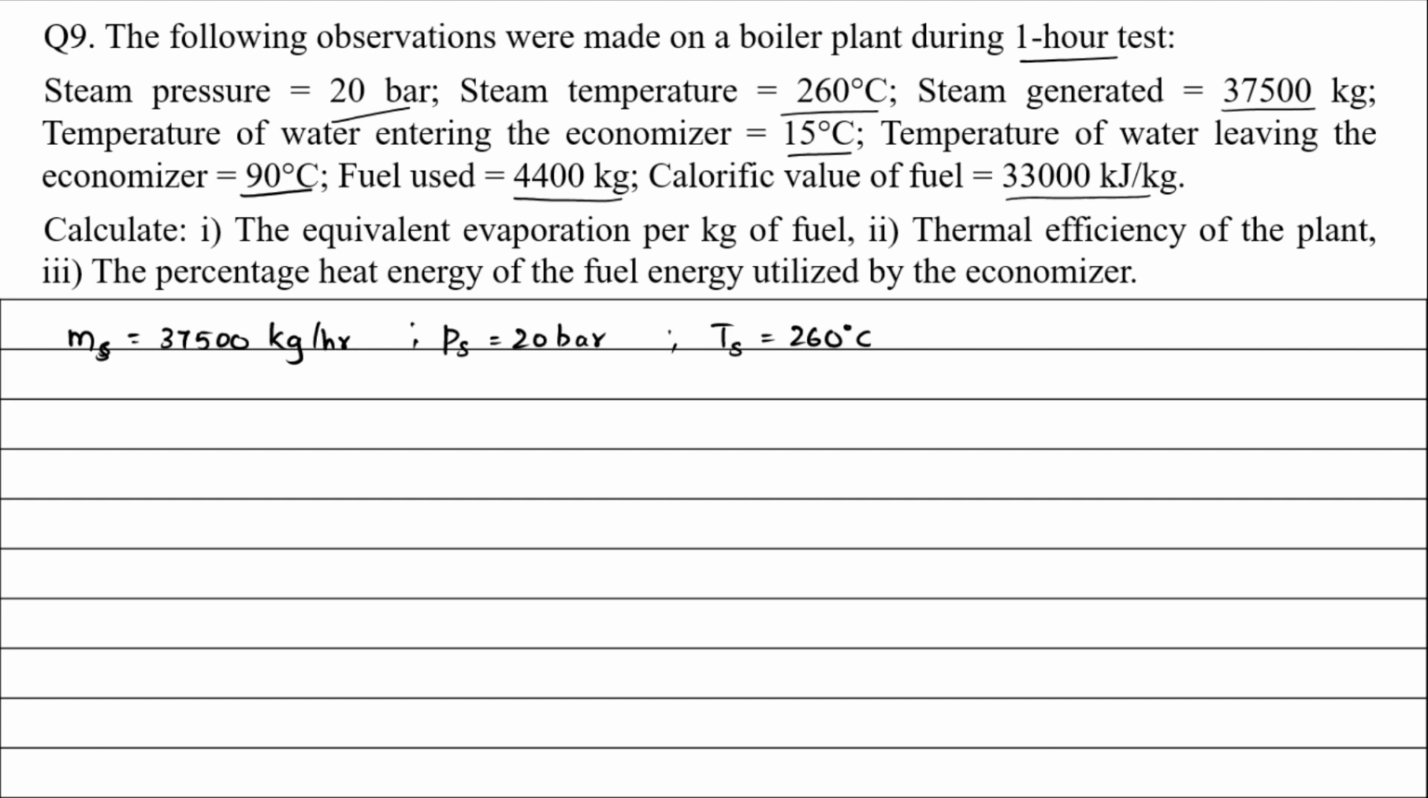Since we have an economizer here, we'll slightly change the notation. TEI denotes the temperature of water at the economizer inlet, which is 15 degrees Celsius. Then the temperature of water at the economizer outlet is given as 90 degrees Celsius. Then my mass of fuel is 4,400 kilograms, and the calorific value of the fuel is 33,000 kilojoule per kilogram. Now we have listed out all the given data.